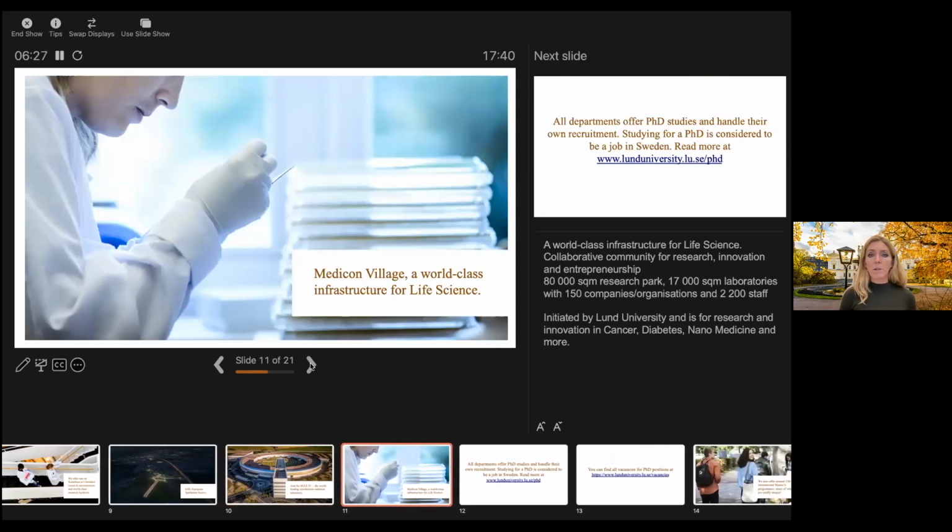Medicon Village, which is a world-class infrastructure for life sciences. So this is an area where there are around 150 different companies and organizations and about 2,000 staff members working there within the life sciences. But again, we also have humanities, social sciences, business, and all other subject areas as well.